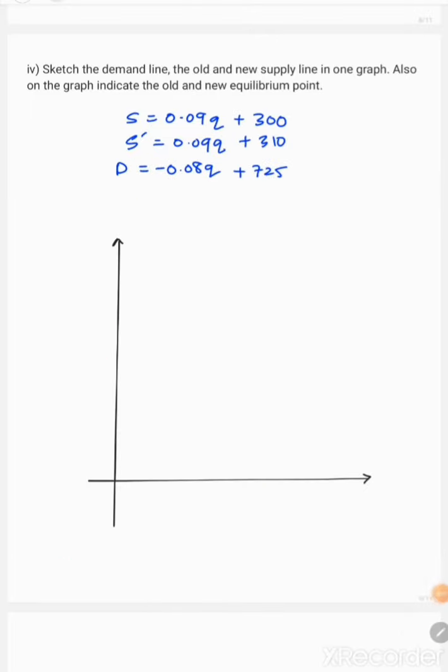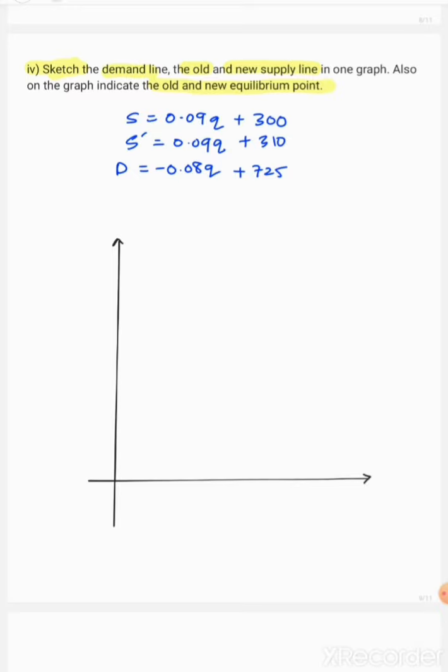Question number 4, sketch the demand line. Sketch means that you have to draw a graph. The demand line, the old and new supply lines in one graph, and also on the same graph indicate the old and new equilibrium points. Now I have 3 equations. For the supply you have 2, the old and new supply equations, and the last one is the demand equation. I will share with you some tips to sketch the graph.